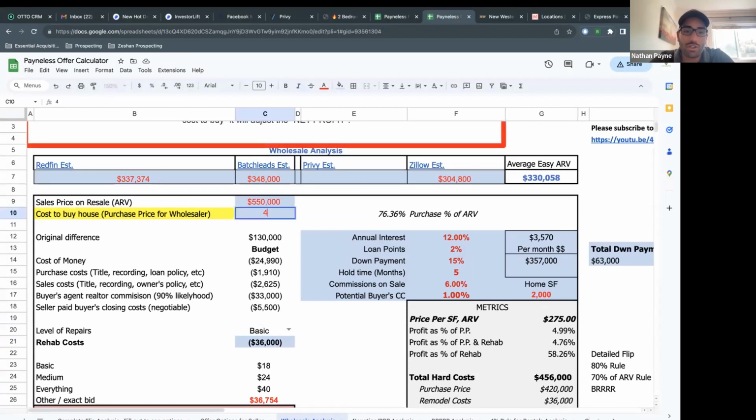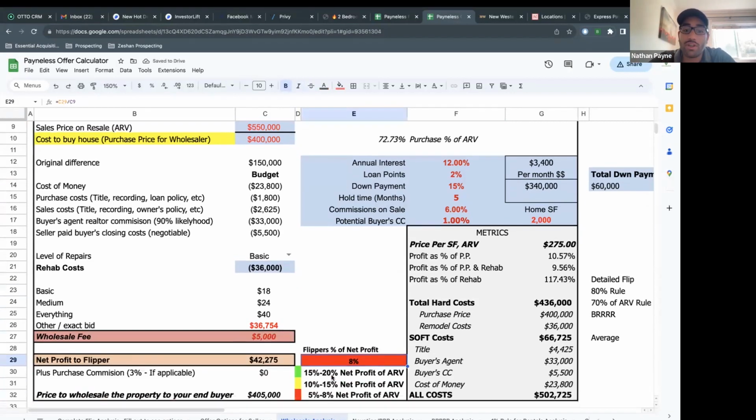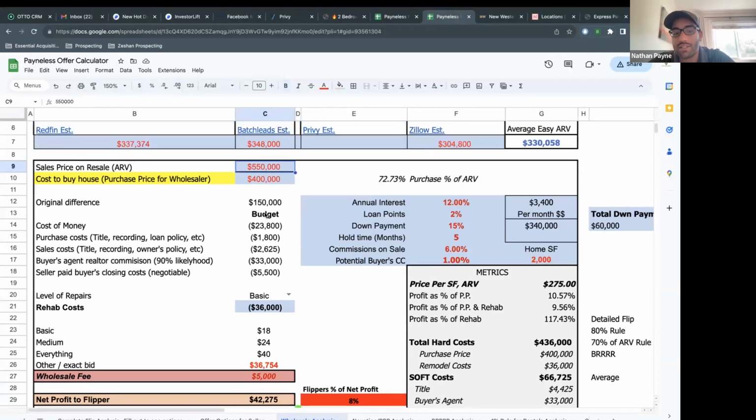Now you've got to start changing your purchase price, right? So the wholesaler sent it out at 420, it's still not that good of a deal. For me, the majority of my buyers want to be 10% and higher. They want between 10 and 20%. Obviously they want more than 20. But basically, if the ARV is 550, they want to make 10% of that.